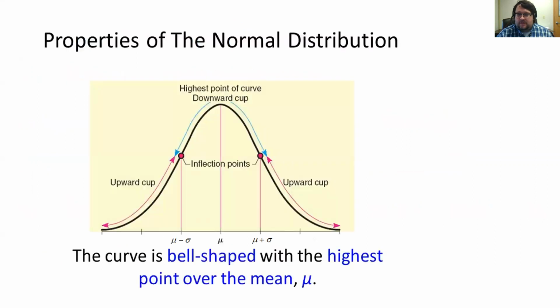Here is a slightly more detailed picture of the properties of the normal distribution. You have the highest point of the curve in the middle, curving downwards. You have the inflection points at the mean minus the standard deviation and the mean plus the standard deviation, where it changes curvature from a downward cupping into an upward cupping. And it goes asymptotically left and right. So there you go.